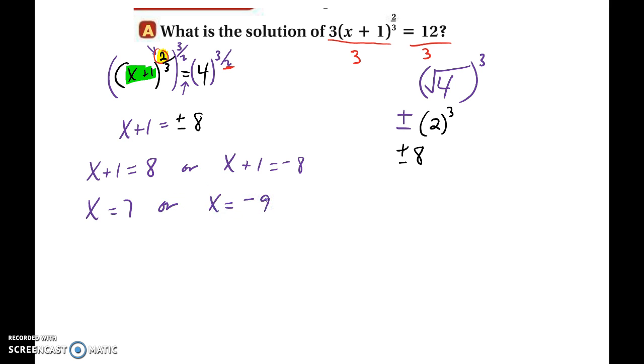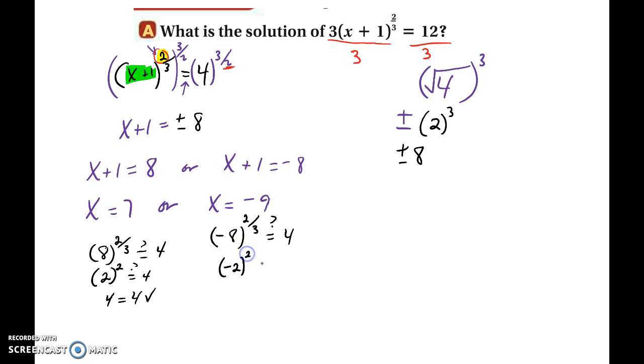And then you would still want to plug both these back in to make sure that they work. So when we plug in 7, we will get 8 raised to the 2/3 power. Does this equal 4? Well, the cube root of 8 is 2, so 2 squared, does that equal 4? 4 is equal to 4, check. Here, when we plug in negative 9, it'll be negative 8 to the 2/3 power. Does this equal 4? Well, the cube root of negative 8 is negative 2. And does negative 2 squared equal 4? 4 does equal 4. So check, this one works as well.